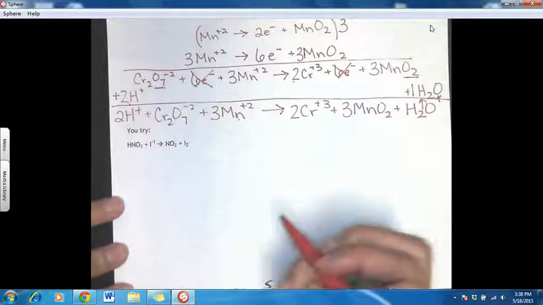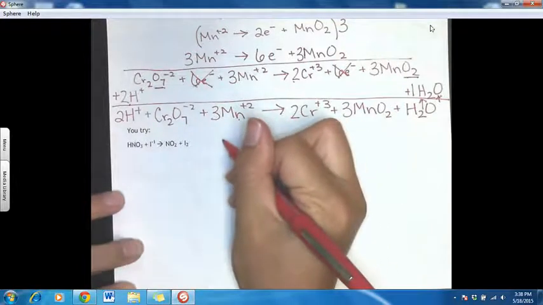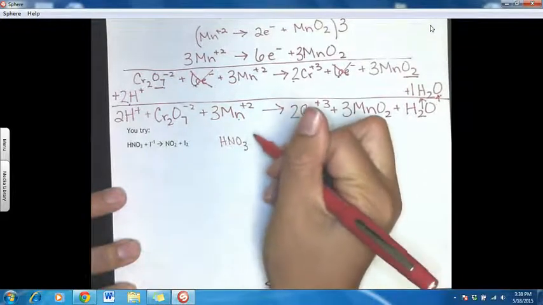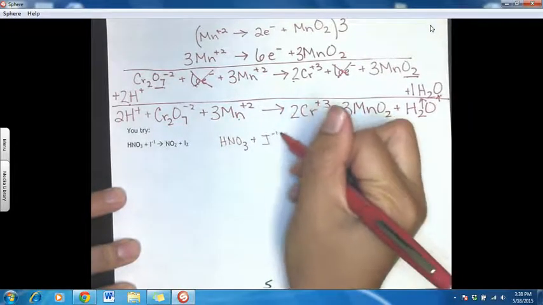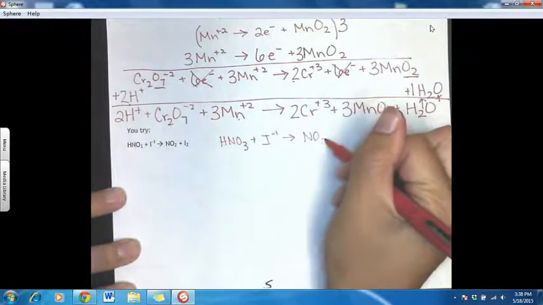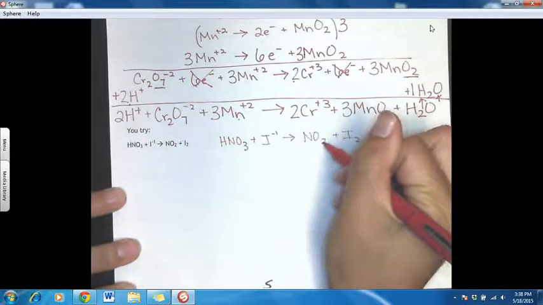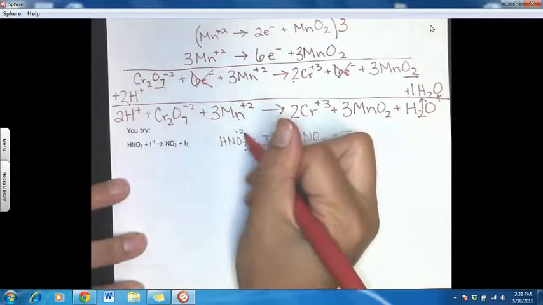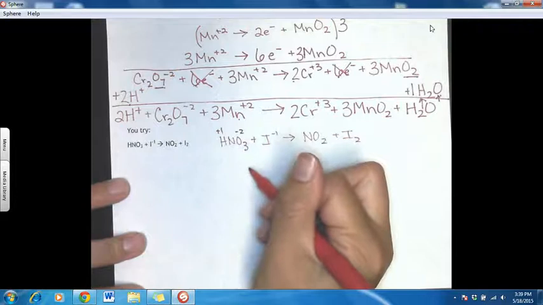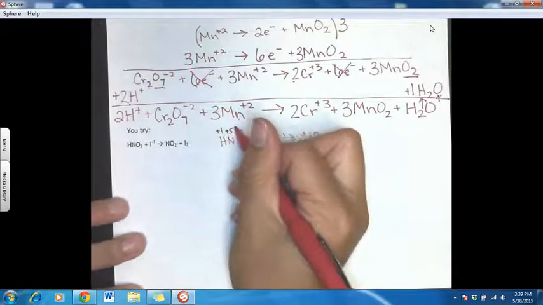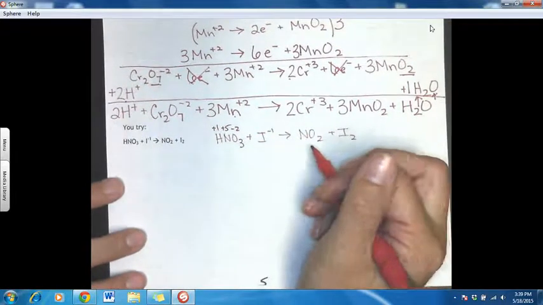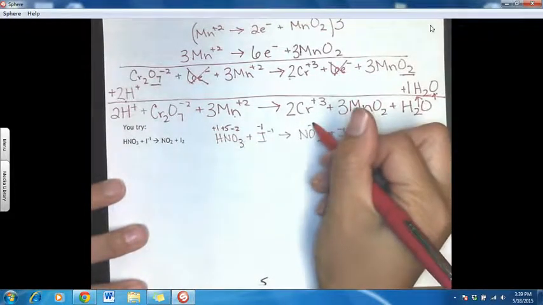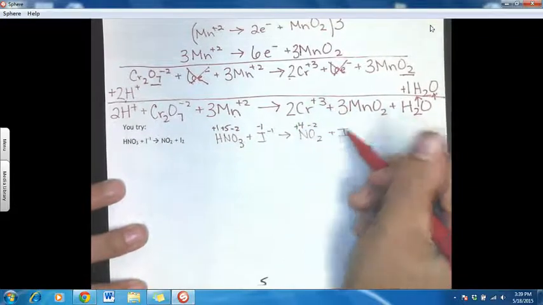Alright, for the U-try problem, we're going to start by checking for our oxidation. HNO3, I-1, makes NO2 plus I2. We first assign oxidation numbers. Oxygen is always -2, hydrogen is always +1, so nitrogen has to be +5. Iodine has a charge of -1. Oxygen always -2, so nitrogen has to be +4.